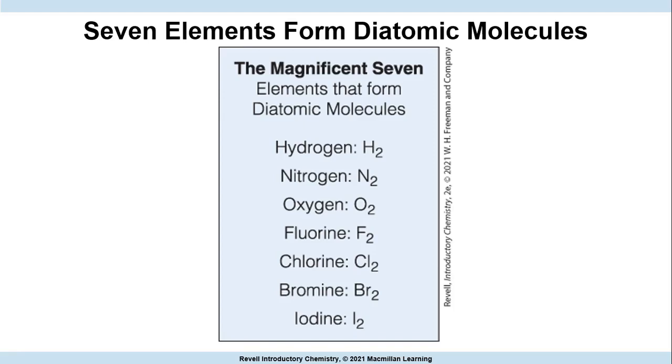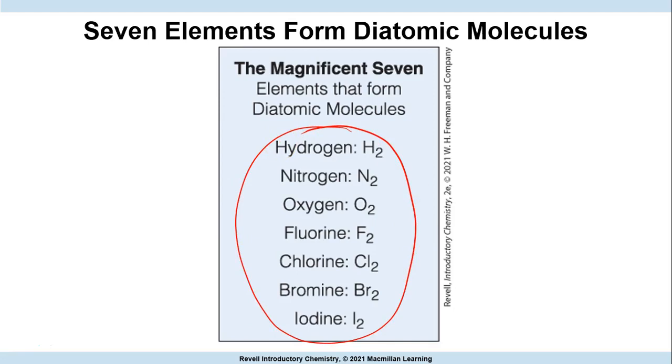So the 7 elements form diatomic molecules. The magnificent 7 elements that form diatomic molecules are, so these elements, you will never see them single. Even if you want to write out an equation, hydrogen will always be diatomic, nitrogen will always be diatomic, oxygen will always be diatomic, fluorine will always be diatomic, chlorine will always be diatomic, bromine and iodine. So remember all these 7 diatomic molecules. I've told you that they will always be diatomic.